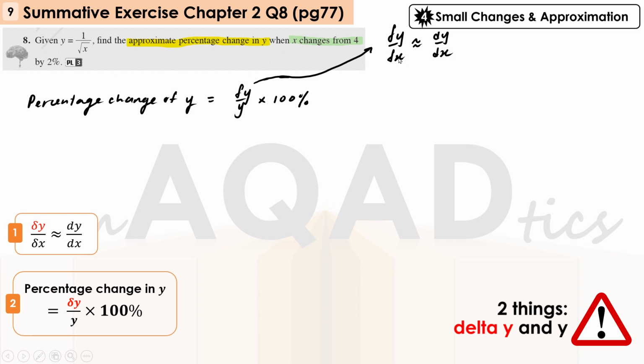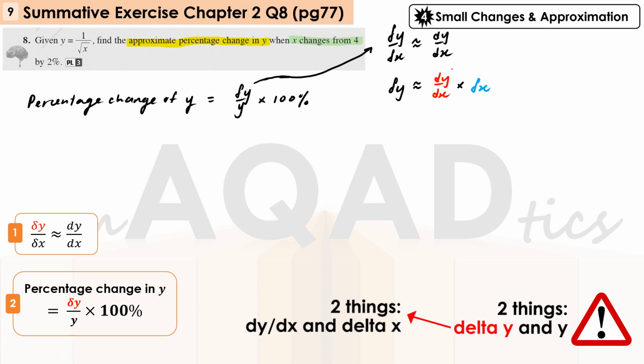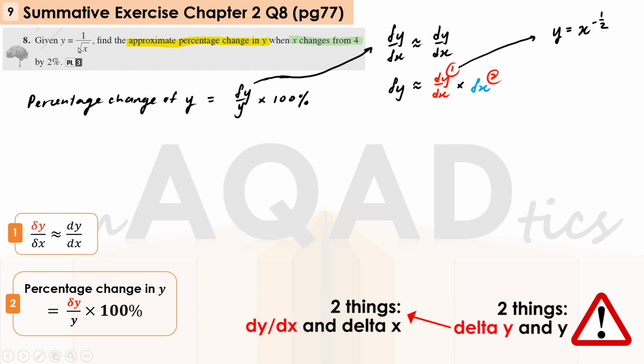Let me move delta x to the other side. The reason is that to find delta y, we need dy over dx and also delta x. dy over dx we obtain by differentiating the original equation, which is this. So let us differentiate the equation first. This square root x, let me move to the top, and here it will become x to the power of minus 1 over 2. Then we differentiate, so the power moves to the front. There will be a negative 1 over 2 in front, then the power minus 1, so here it will be minus 3 over 2.